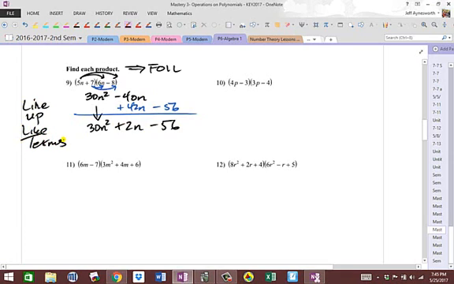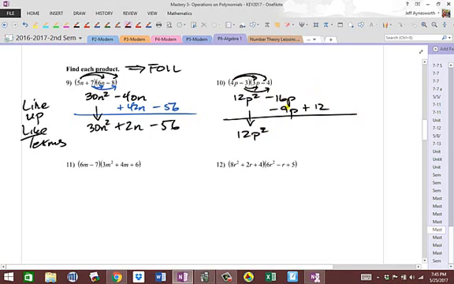One more time. So 4p times 3p is 12p squared. 4p times a minus 4 is a minus 16p. Negative 3 times 3p is a negative 9p. Notice that lined up like terms right there. And a negative 3 times a negative 4 is a positive 12. Okay, so adding like terms, you get 12p squared. A negative 16 and a negative 9 is a negative 25, or a minus 25p, and then plus 12 more.